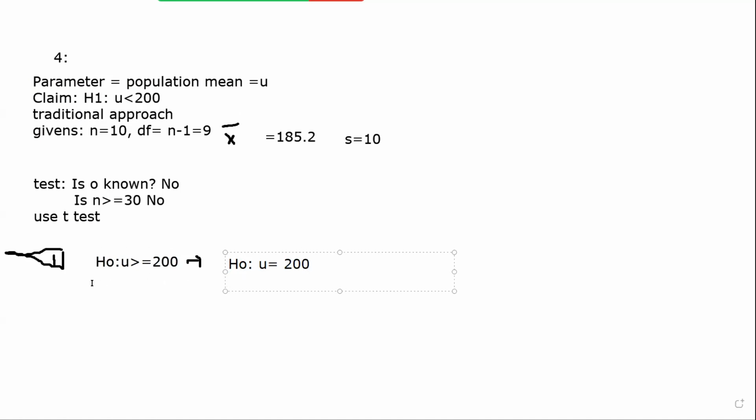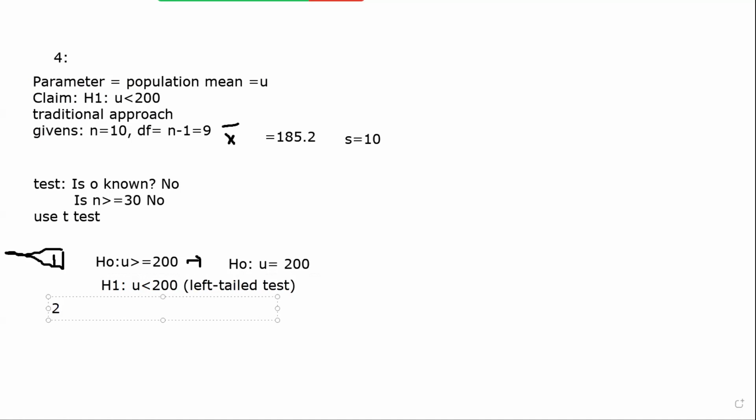Now our H1 is going to be mu is less than 200. That's going to mean we have a left-tailed test. Left-tailed test. So any questions about this part? No. No. Step 2, remember, this is the traditional approach.